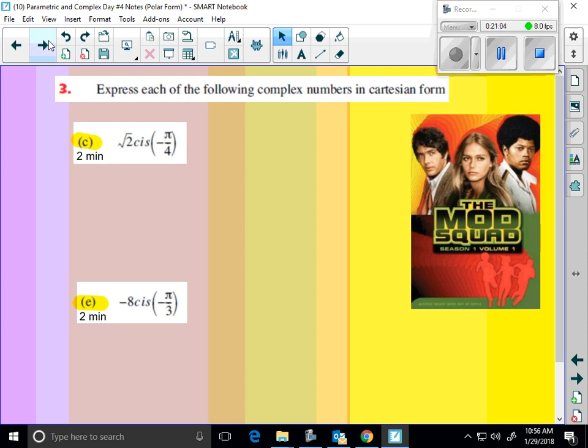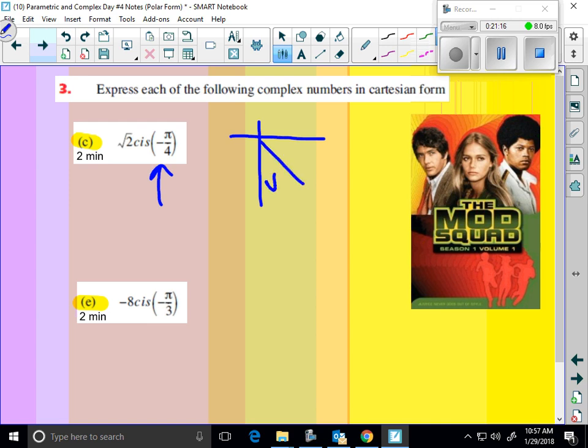Express the following in Cartesian form. Just rectangular. Okay. Let me show you how I live this life. I already know 4th quadrant. I know quadrant 4 right there. Negative pi over 4 is right here. And this is root 2. What would those be? 1 and 1, yeah. Well, 1 and negative 1. So this point would be 1 minus i. Done. 1 minus i. Yes, Wyatt.